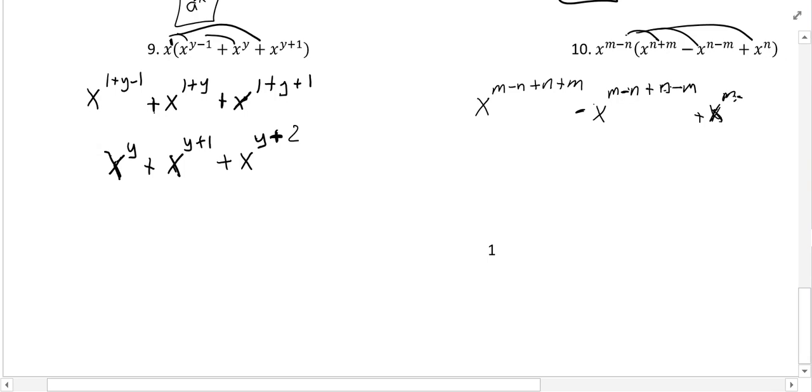Oh, let me erase this. Let's try this again. Plus x to the m minus n plus n. Okay, so now I want you to pause the video and see if you can finish it from there.